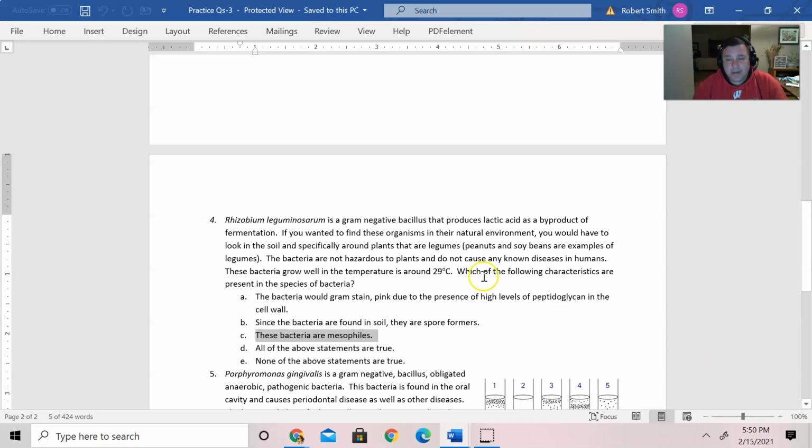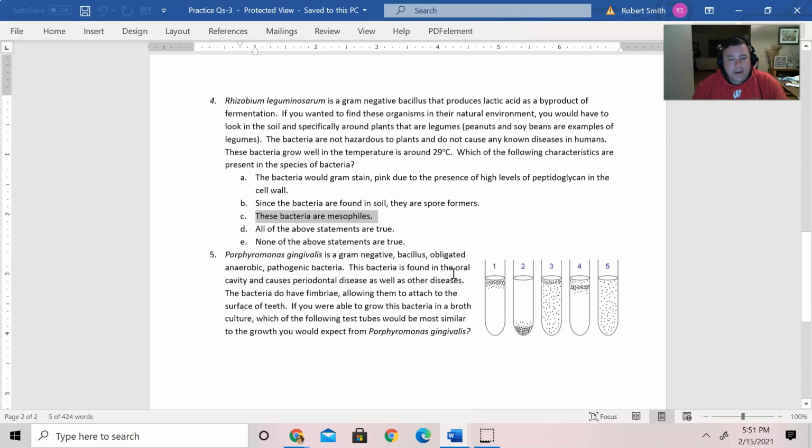So again, 29 degrees Celsius is close again within that range, and so that would be a mesophile. Okay? All right, this one right here.